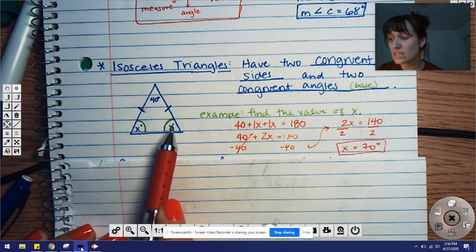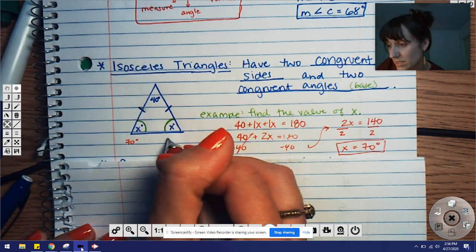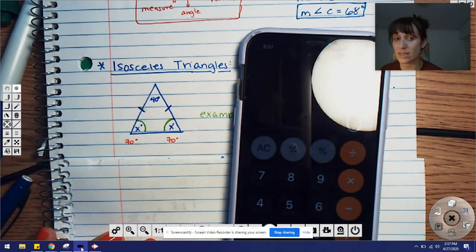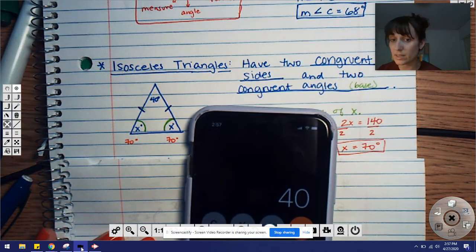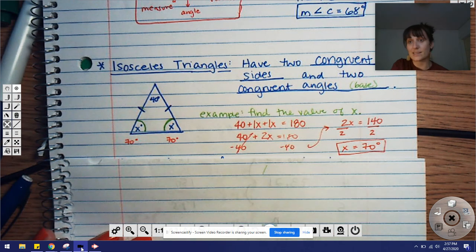What that means is each of these base angles is going to be 70 degrees. And again, I can check my work by adding up all three of my angles to see if they make 180. So 40 plus 70 plus 70 is indeed 180. So I think I got that one right.